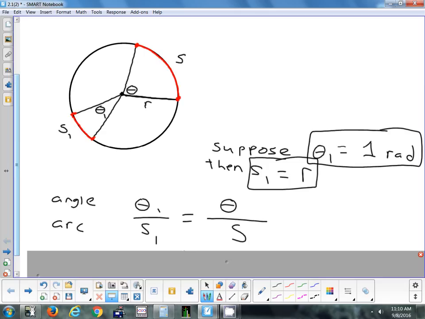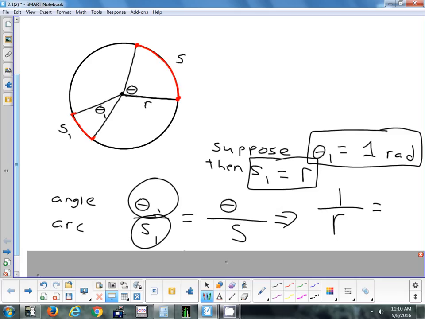Okay, and the reason I can do this is because angle size and arc size are directly proportional, so you can set up a proportion. That angle compared to that arc equals that angle compared to that arc. Now, two of those things I'm going to fill in for. What did I say I was going to let theta 1 be? Yep, I'm going to let that be a 1. So I'm going to fill in for that. And what did I say I was going to let S1 be? That's going to be R.